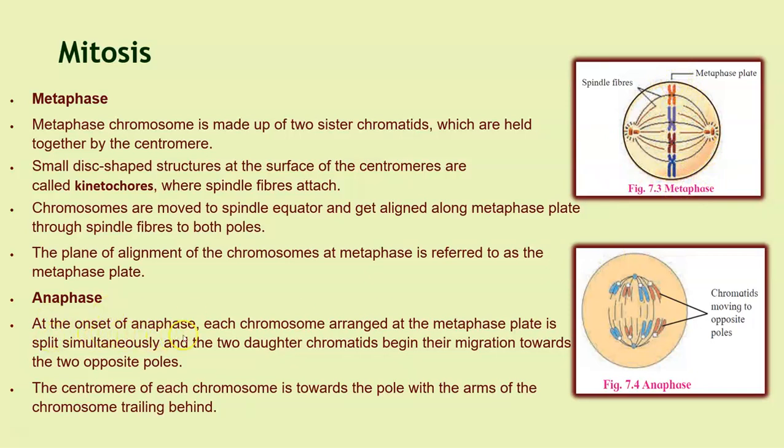Anaphase. At the onset of anaphase, each chromosome arranged at the metaphase plate is split simultaneously and the two daughter chromatids begin their migration towards the opposite pole. So here you can see that they have got arranged in the metaphase and now they are getting split. They are getting pulled to the two opposite poles. The centromere of each chromosome is towards the pole while the arms of the chromosomes trail behind. So the centromere region is towards the pole and arms are trailing behind.